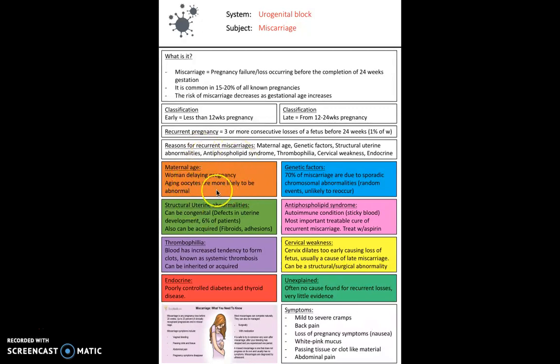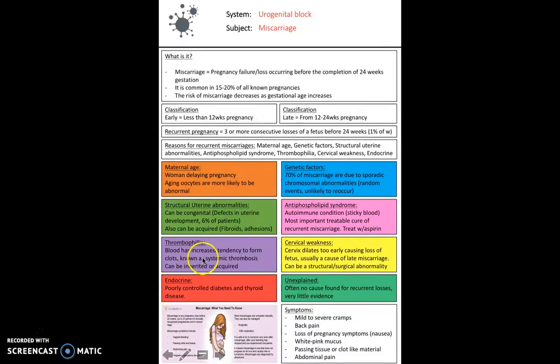So increasing maternal age: if a woman's delaying the pregnancy, their oocytes are aging and therefore more likely to be abnormal. Women only have the same oocytes throughout their entire life as they do when they're born, and therefore the older they get, the more aged the oocytes are and more likely to be abnormal. A structural uterine abnormality could be congenital or acquired, so this could be fibroids, which we'll talk about later, or it could simply be defects in the uterine development.